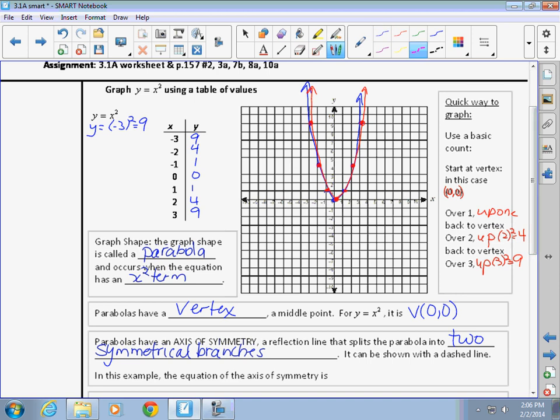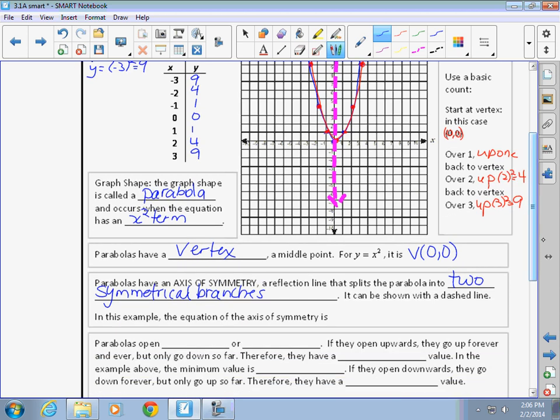So I'll do mine in a purple dashed line. And again, I would do my arrows to show that this could continue. We just did it for those many points. So the axis of symmetry is always given as an equation, and for any graphs that we're looking at, it's always going to be x is equal to whatever that dotted line goes through. So in this case, it's 0.